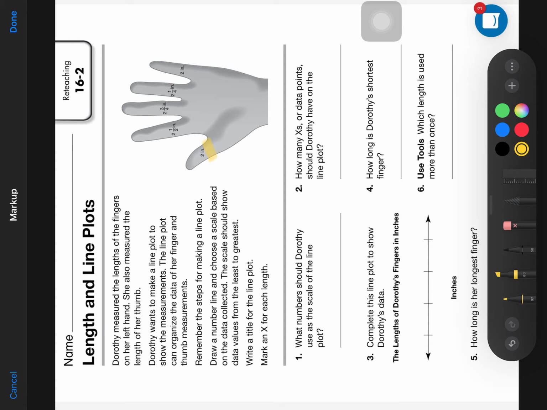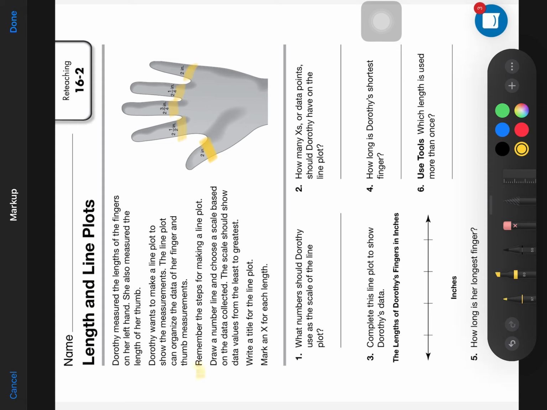Okay, so this one is 2 inches. Her thumb is 2 inches. Her pointer finger is 2 1/2 inches. Her middle finger is 2 3/4 inches. Her ring finger is 2 1/4 inch, and her pinky is also 2 inches. So she has a picture of her hand. So this is the data that she collected about the length of her fingers and her thumb. Now she wants to make a line plot to show the measurements. The line plot can organize the data of her finger and thumb measurements.